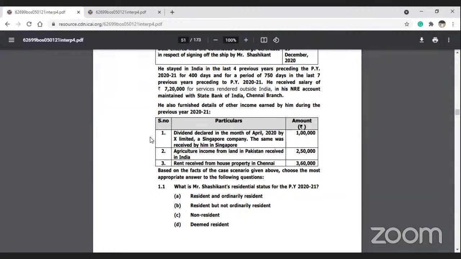Am I right? Singapore company. Yes. The second is also agriculture income from land in Pakistan. Again, this will be excluded. But it is received in India. But agricultural income accrued in Pakistan, no.